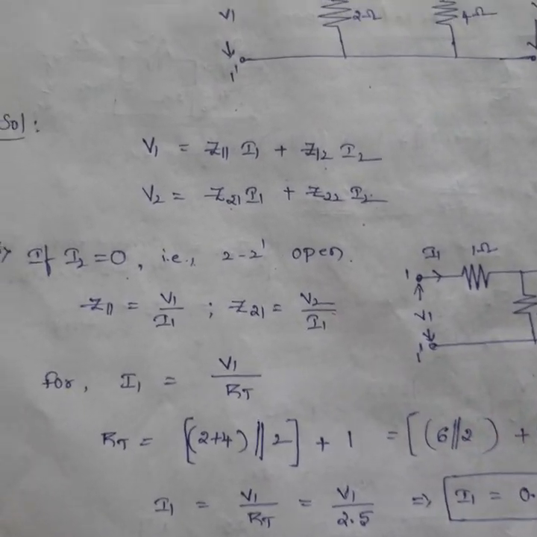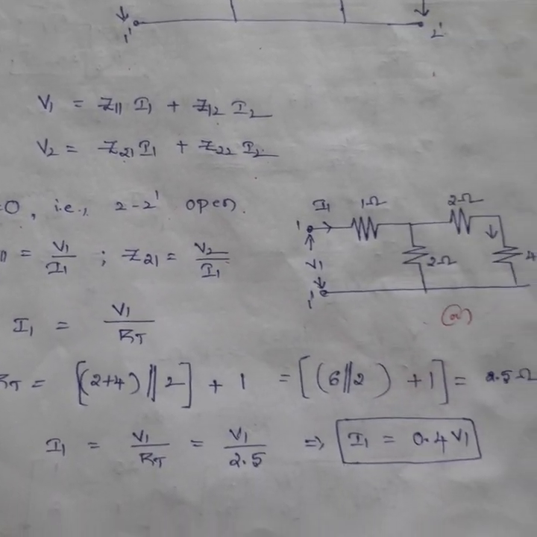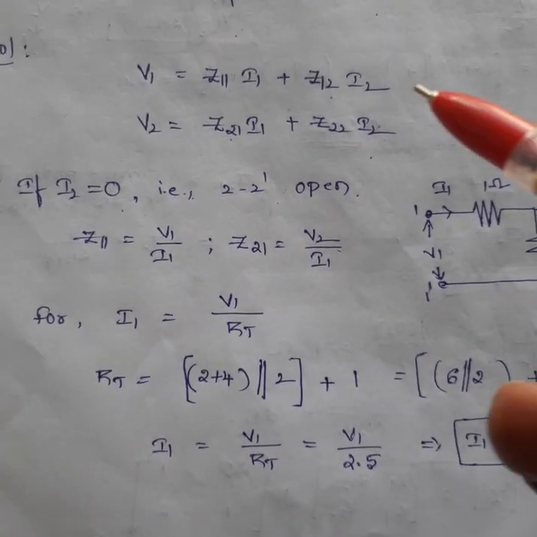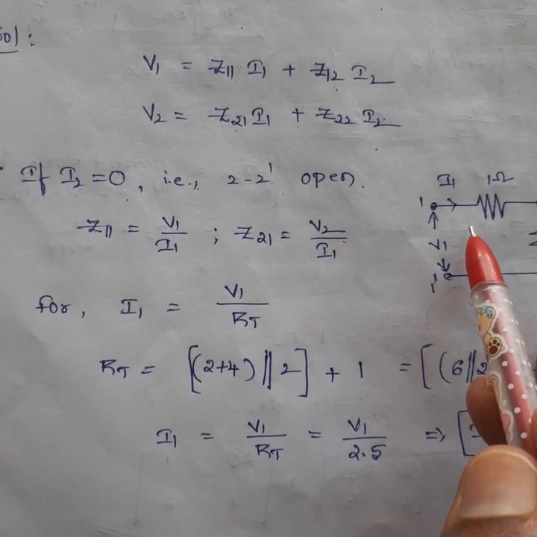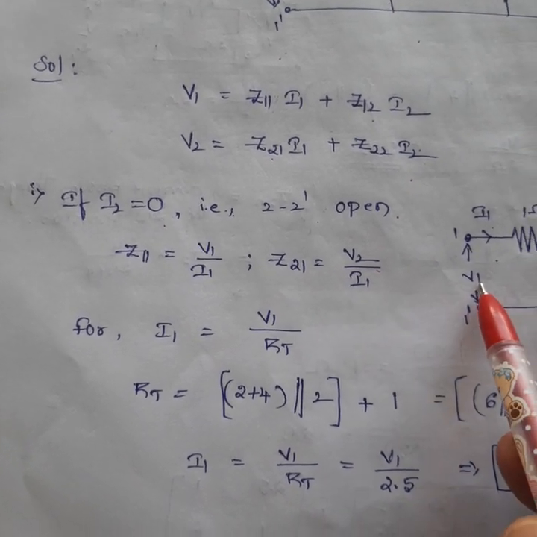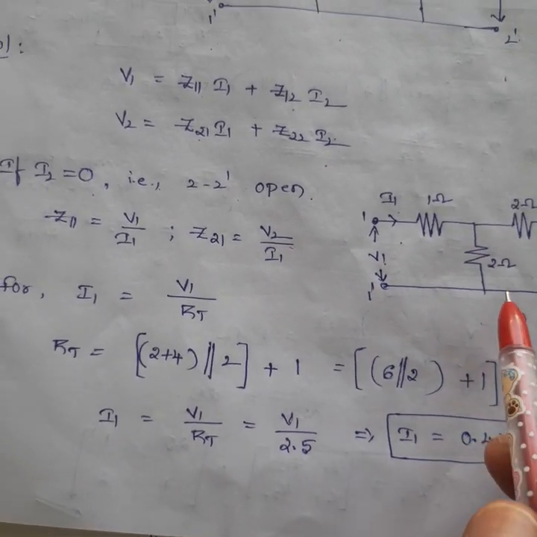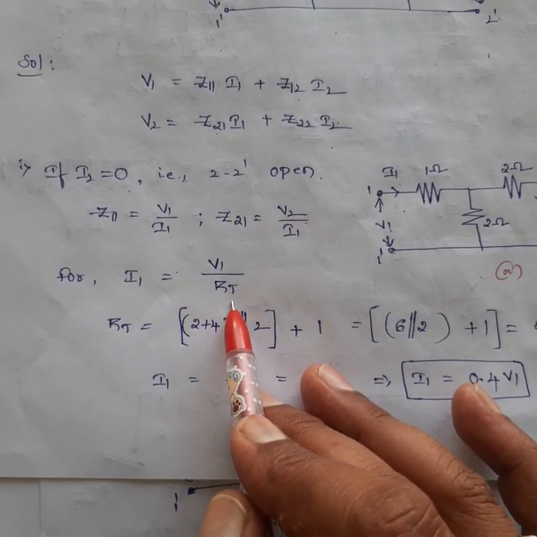By using figure A, I calculate the current. What is the total current in this circuit? I1 is nothing but total voltage by total resistance. What is the total voltage? V1. What is the total resistance? RT.